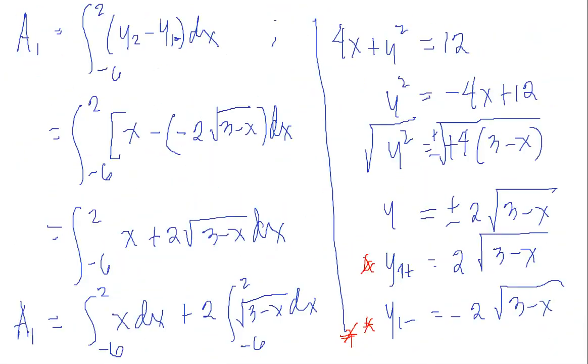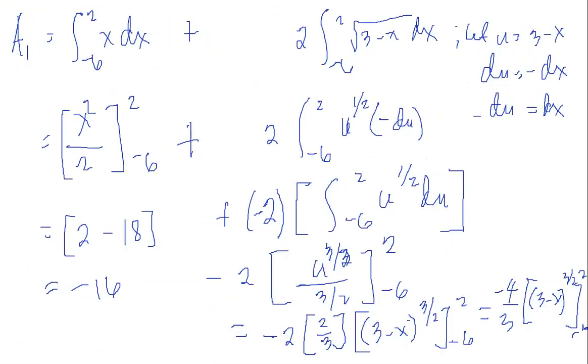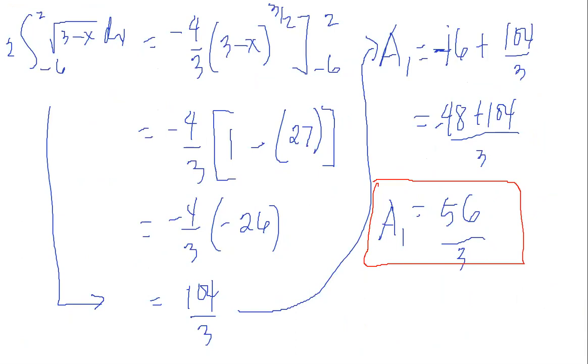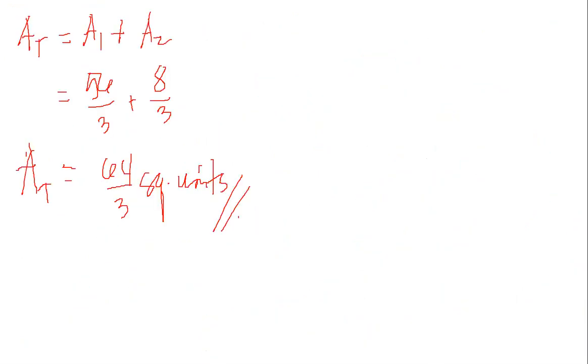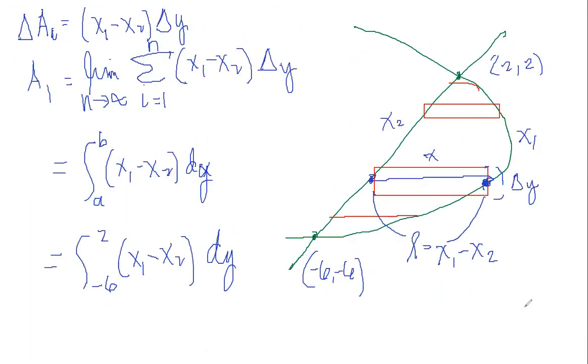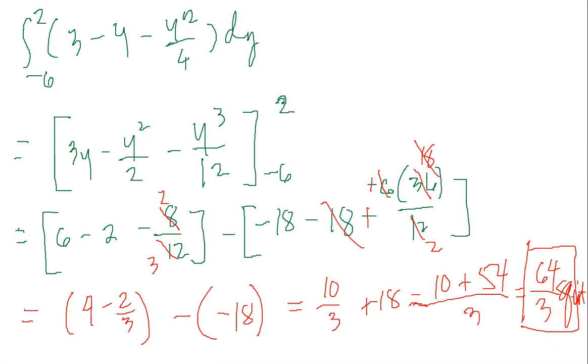So let's just digest and analyze. Here you need to divide it into two partitions, which makes the solution longer, and you are prone to errors. I got a lot of errors. And here, when you use the horizontal, it becomes simpler because you will only use one area, since there's only one partition, or you can integrate it directly.